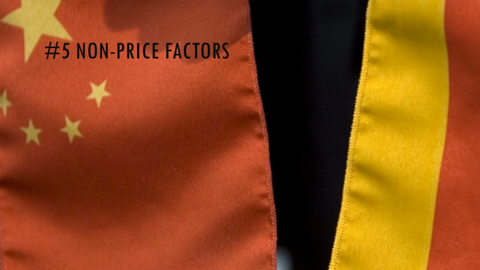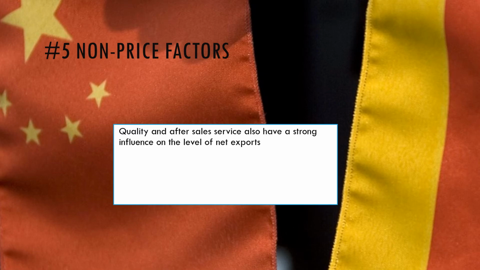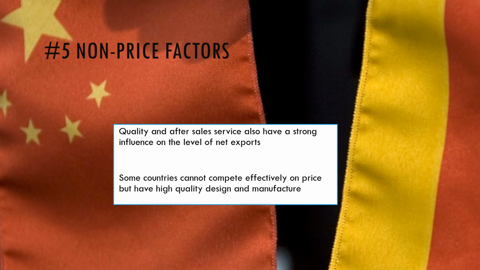Okay, the final influence on the balance of trade might be non-price factors. So everything we've talked about so far might have an impact on volume or price. Here we might be talking about, well, actually the price might not be important if quality or after-sales service is more important. So they will often have a strong influence on the level of net exports. Some countries cannot compete effectively on price but have high quality design and manufacture. And if you look at the flags in the background here, there is a slight clue as to two countries this might apply to. On one side, we have China, who are extremely price competitive in terms of their products, and that's one of the main reasons why they have a very positive trade surplus.